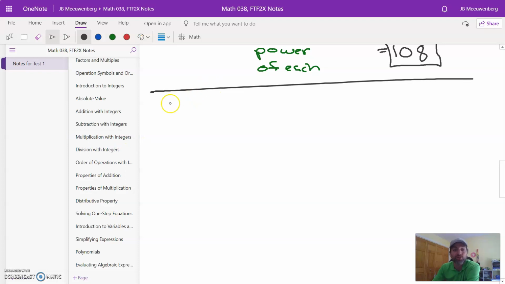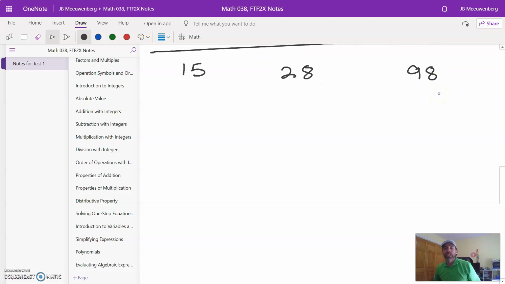And this is actually going to involve 3 numbers. This would be really difficult to do without this method. 15, 28, and 98. We're going to find the smallest number that all 3 of those go into. Pause the video, maybe try it yourself. I'm going to keep going.